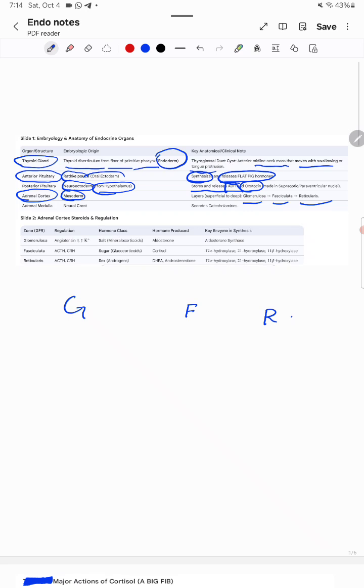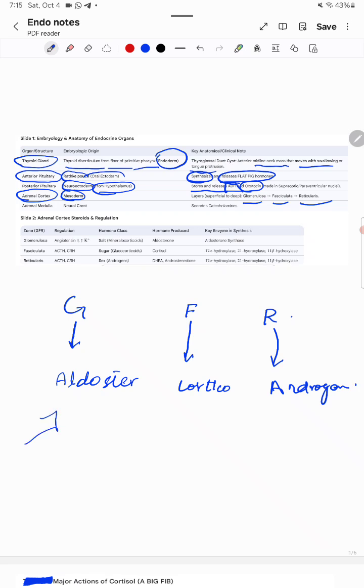Okay, now zona glomerulosa, it secretes aldosterone. Okay, aldosterone. Then fasciculata secretes corticosteroid, cortisol, and then reticularis secretes androgen. Okay, so we can remember this from the mnemonic. The deeper you go, the sweeter it gets.